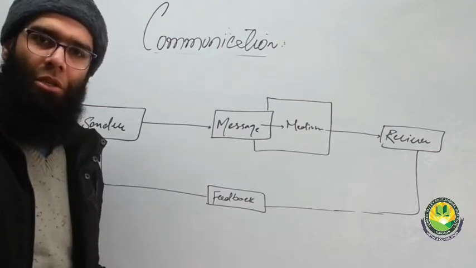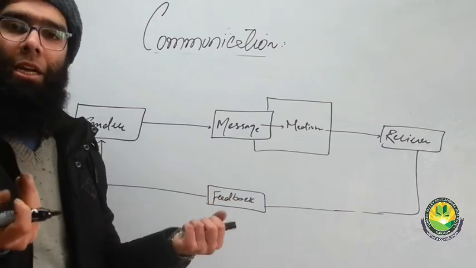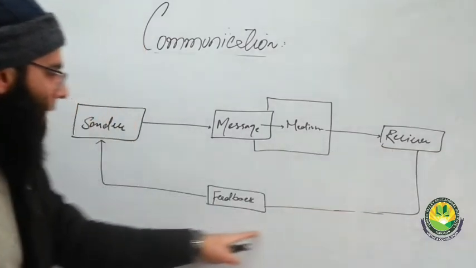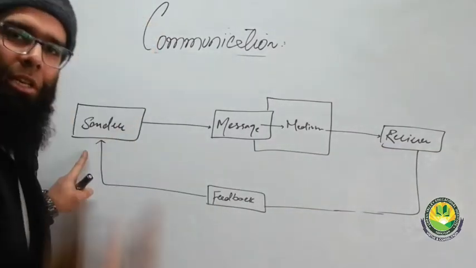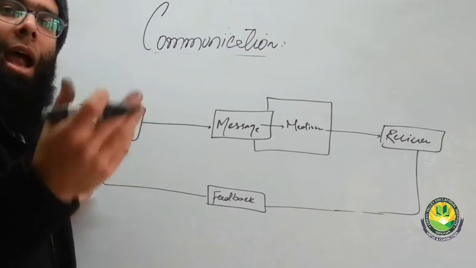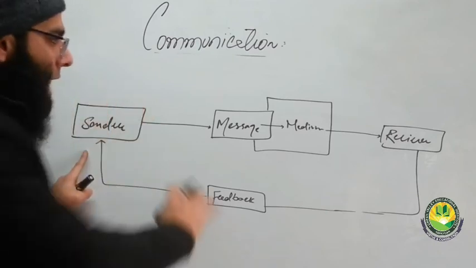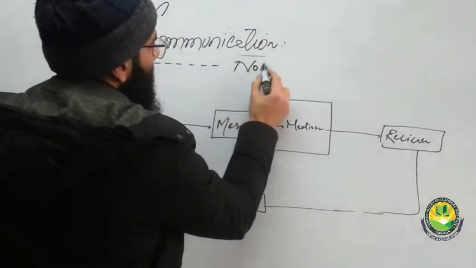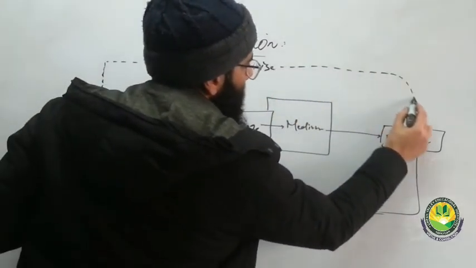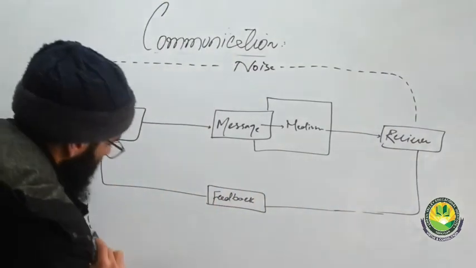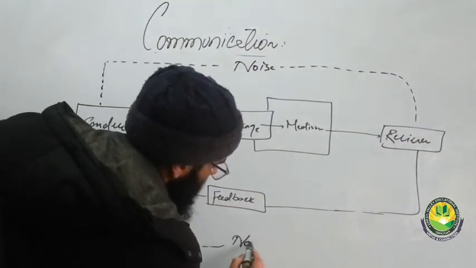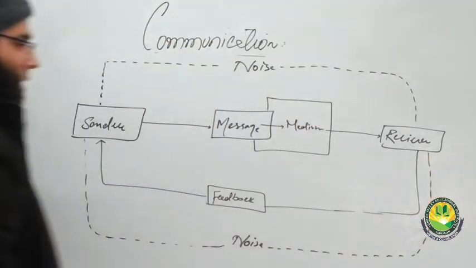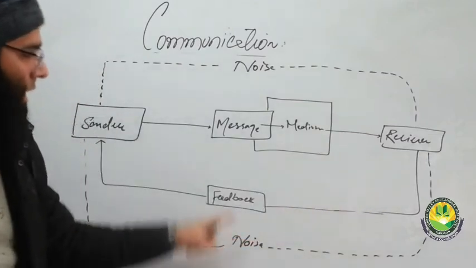Receiver did not receive the message. So how come the common understanding will be created? Common understanding is created when there is feedback. Receiver will provide feedback to the sender. Yes, the message is received, the message is decoded, and understanding is created. And this whole process is disrupted by noise.